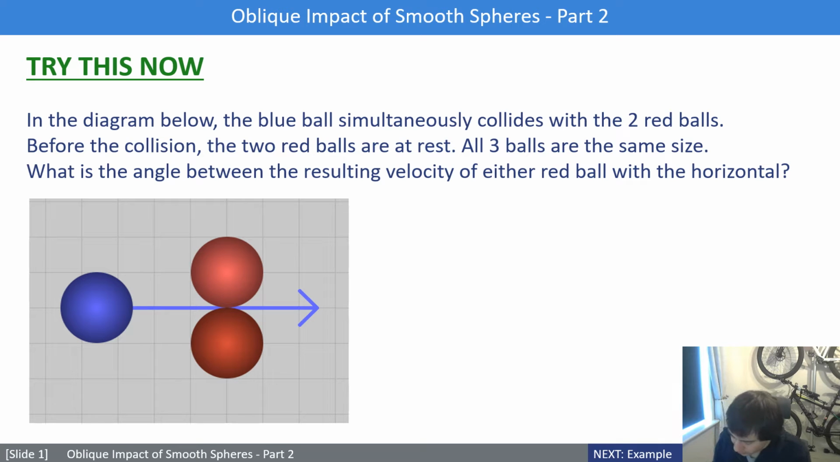Okay, so we're going to carry on with our second part of oblique impacts involving smooth spheres. What that's going to look like is a couple of examples, a few questions for you to try, but this time making more use of vectors.